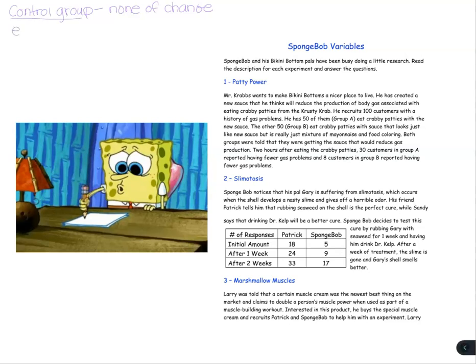The next is the experimental group, and that's the group that gets the change. And so in the plant example, those are the plants that are going to be going in the closet, in the windowsill, under fluorescent lights, that sort of thing.